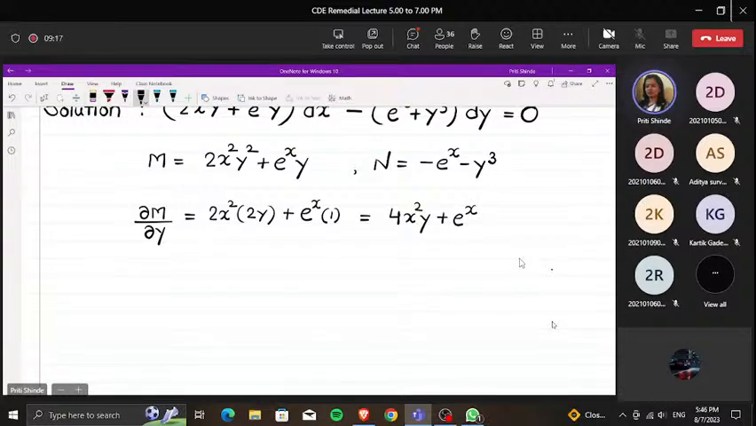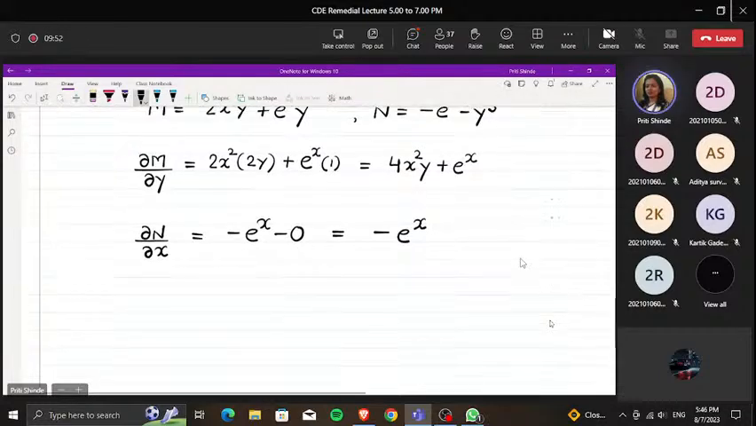Now differentiate your n with respect to x. Minus as it is, the derivative of e raised to x is e raised to x, minus the second term, y cube only. There is no x. I want the derivative of n with respect to x. With respect to x, y is a constant. So y cube has no x, it is a constant term, and its derivative is 0. So del n by del x is minus e raised to x.